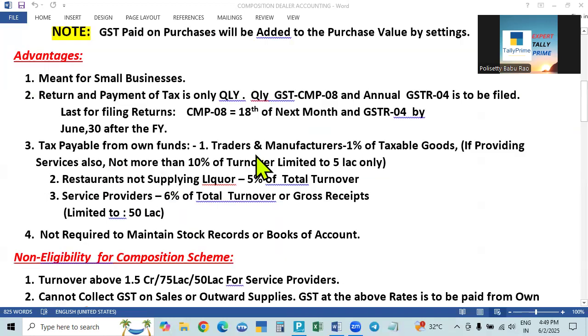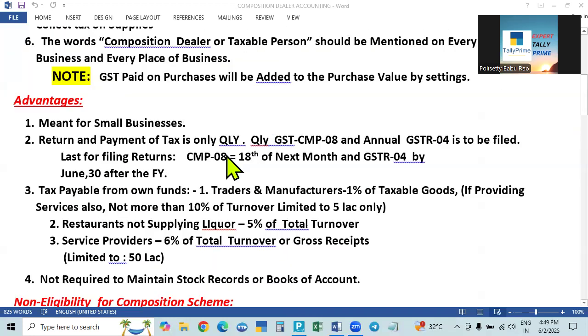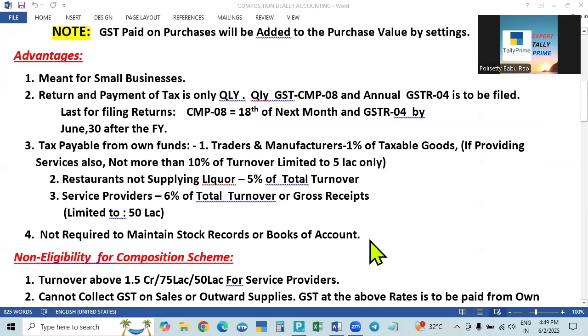And then what is the rate payable? See here, CMP 08 is filed and the tax is paid on the turnover. And what is the rate to be paid? For the purpose of the rate, these business people, our composition dealers, are divided into 3 types. Actually, 4 types.